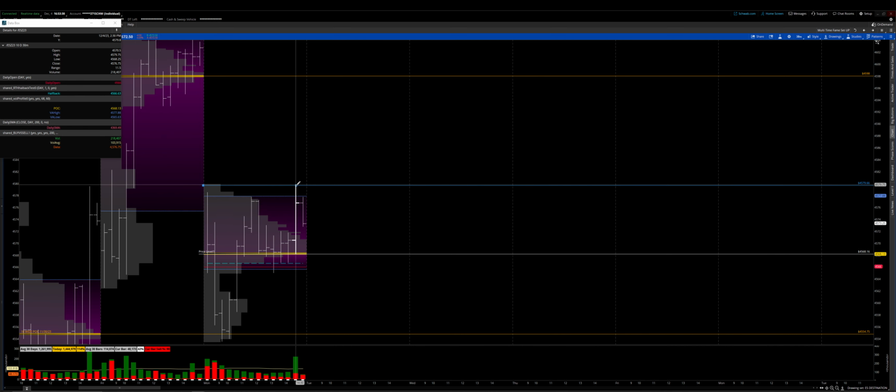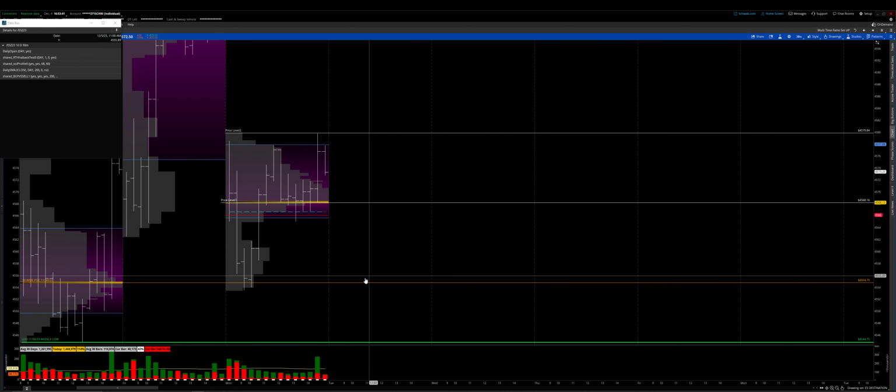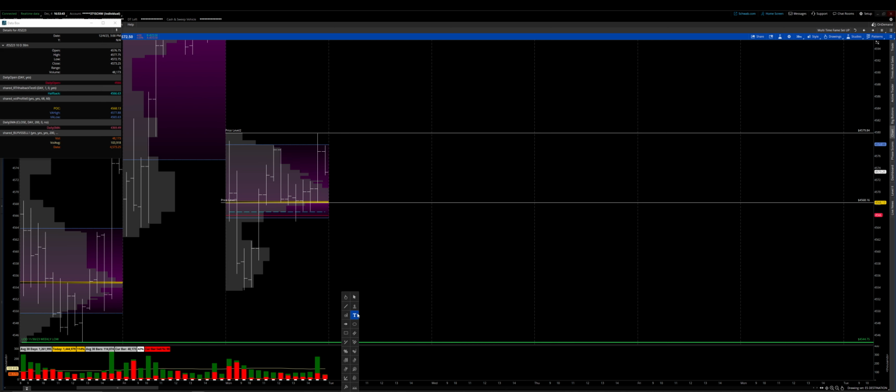We have our high of day up here at 79.75, and then we have today's low just below the 10 wide point of control at 53.50. So still holding that 45.50 level. Key level is what that is turning out to be.